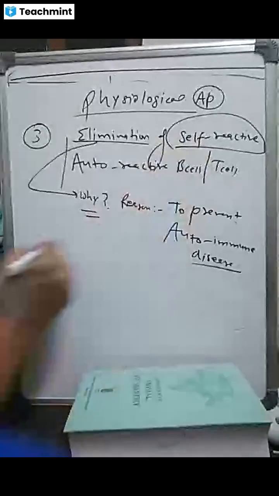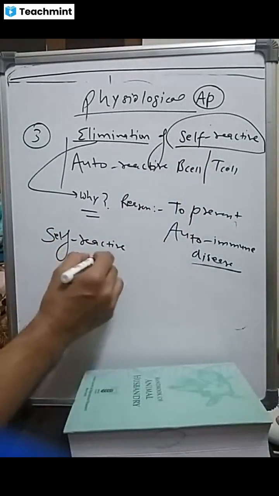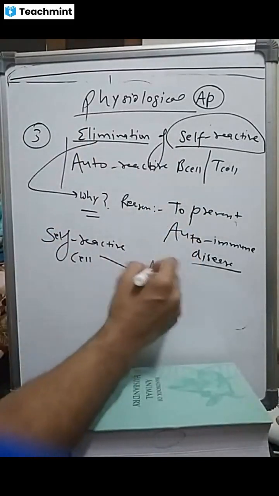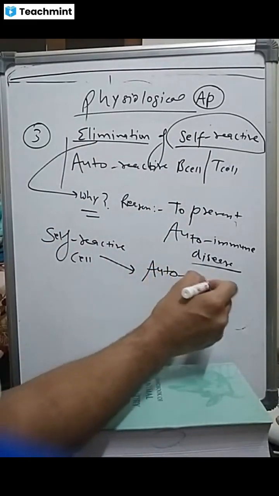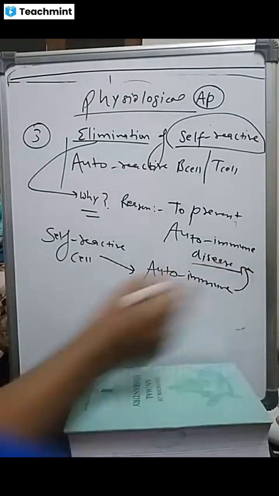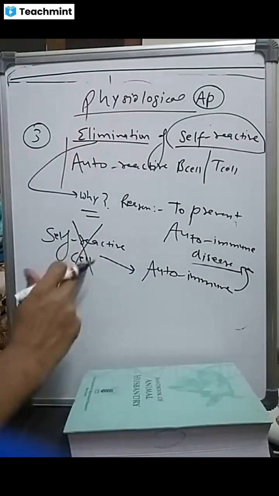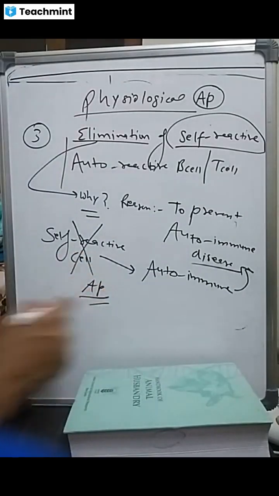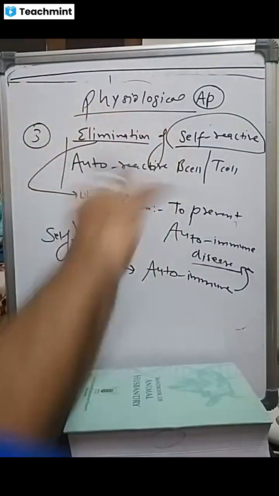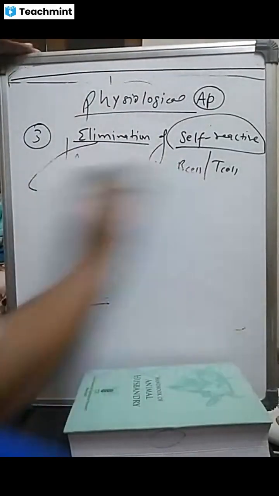These self-reactive cells are responsible for autoimmunity. They are responsible for autoimmune diseases. So to prevent occurrence of autoimmune disorder, we destroy these self-reactive cells by the process of apoptosis. If we do not destroy them, it may lead to autoimmune disorder. So these are destroyed by apoptosis.